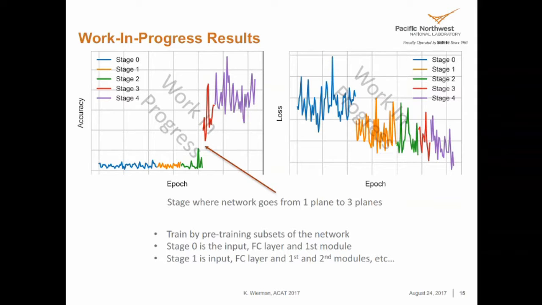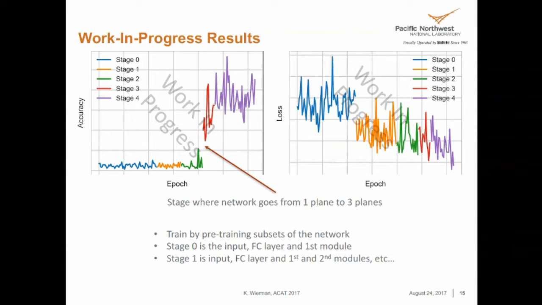We haven't had permission yet to show final results, so we can't show the actual numbers on these plots, and I apologize, but we can show what we've gotten out of this. What I've done here is take the network, break it up into stages, and pre-train each stage one at a time. Stage 0 is just the first module, the fully connected layer in the input. Stage 1 has the first 2 modules, etc.